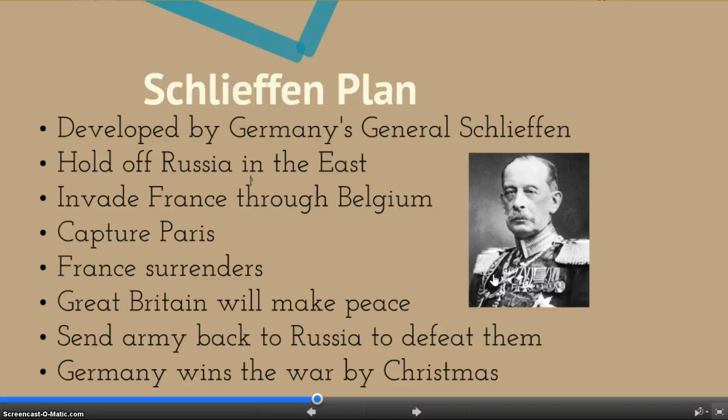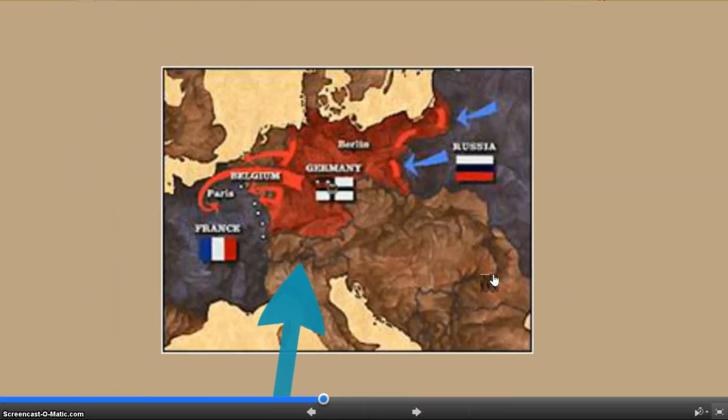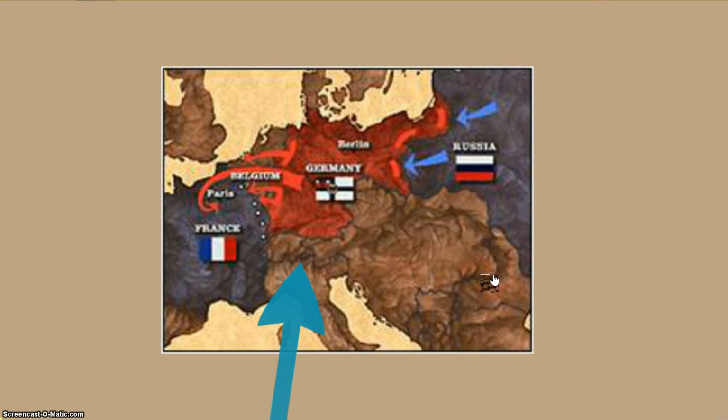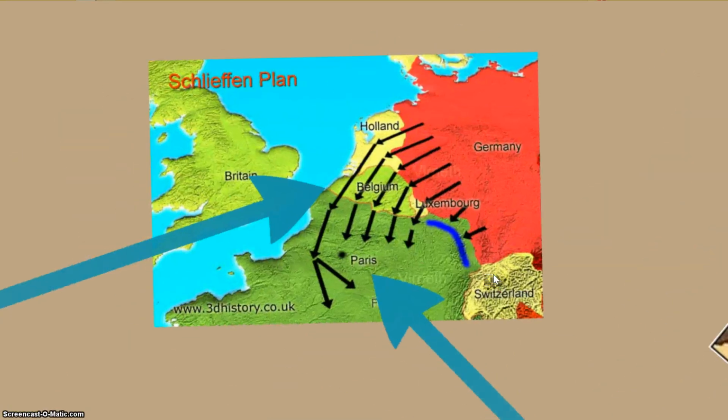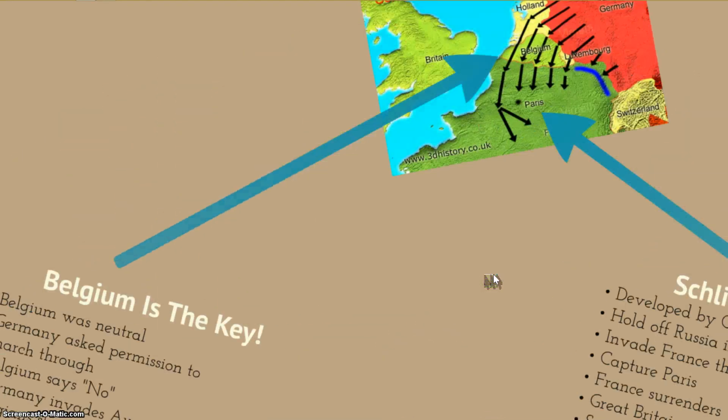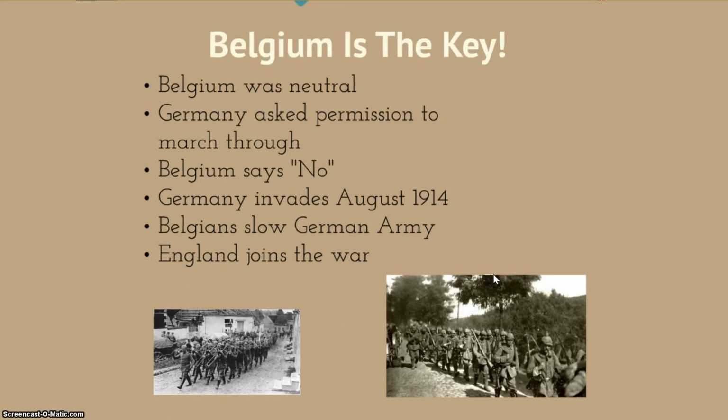Germany supposed, right, that it would be easier to go through Belgium because there weren't as many defenses up. So that's exactly what they're going to do. They're going to go through Belgium, which is a neutral country. Their neutrality is guaranteed by Great Britain, and so they're going to march their troops through, and you're going to see that when they ask, Belgium will say no, you can't, and Germany will invade in August 1914.